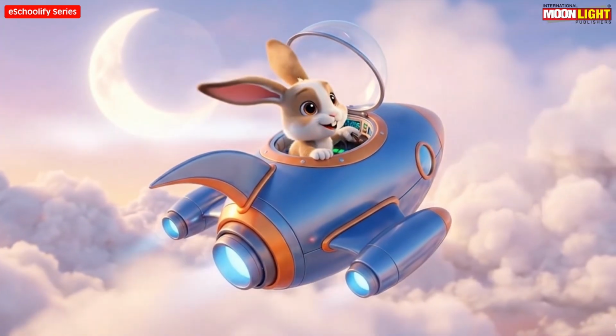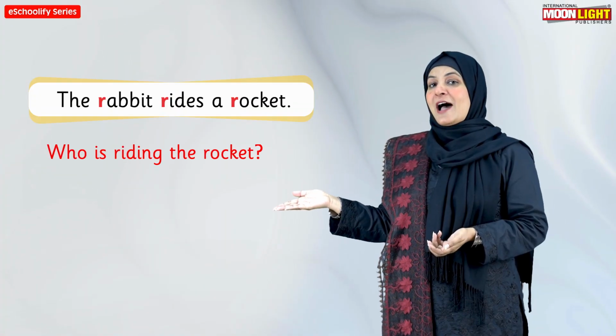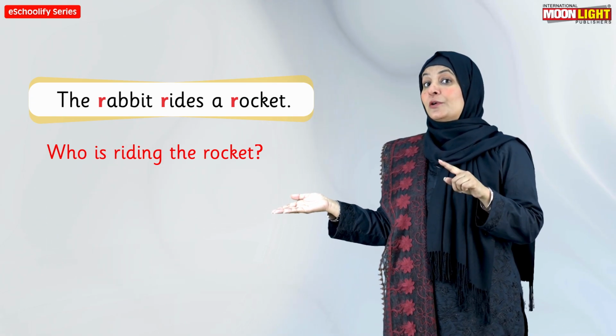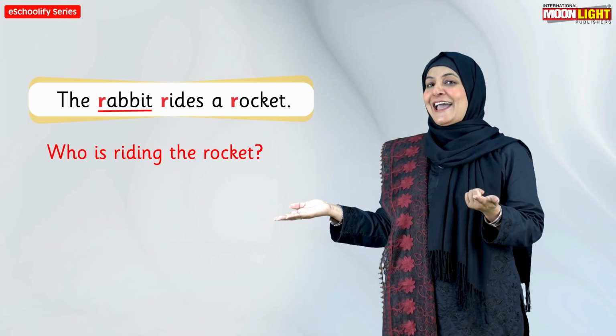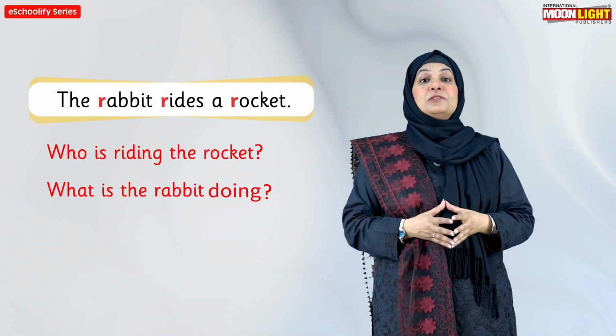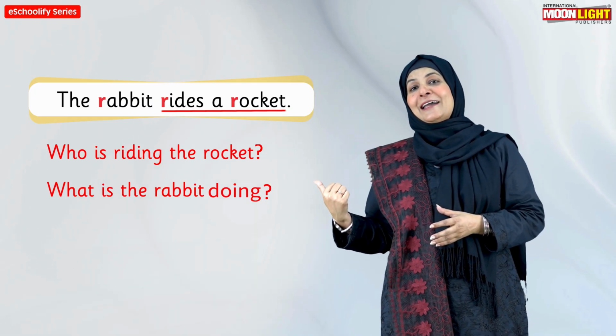Okay, the rabbit rides a rocket. The rabbit rides a rocket. Now tell me, who is riding the rocket? Ria? No. Rat? No. It's rabbit. Yes. What is the rabbit doing? The rabbit is riding rocket.